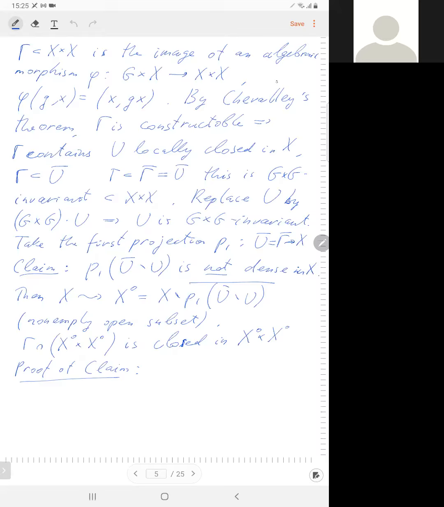Just because gamma bar is U bar. Maybe it's easier to understand by yourself than if I try to verbalize it.